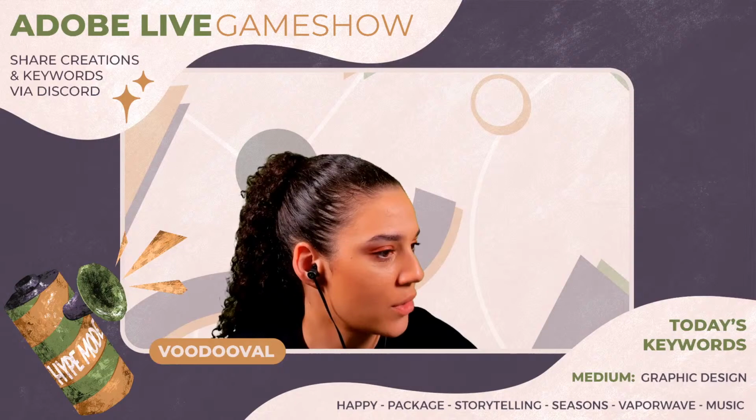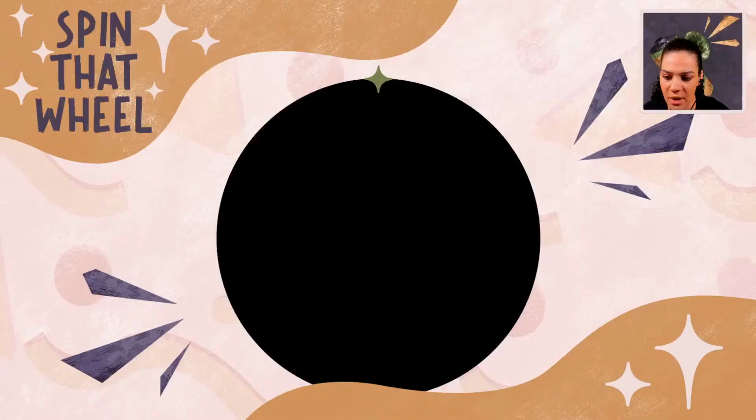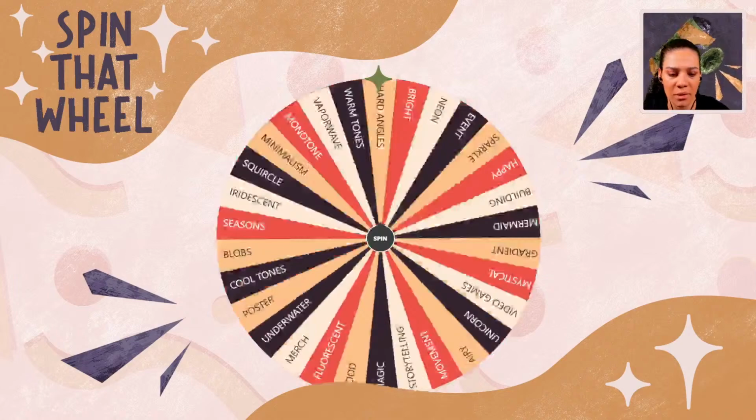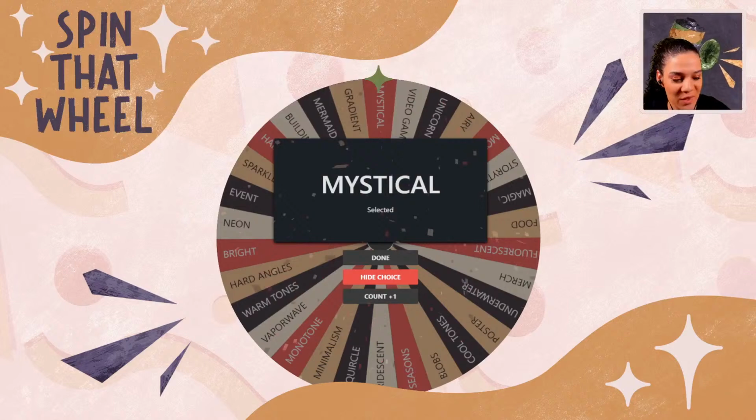shuffle all the words around. So let's do it again now. Let's go ahead and respin. Okay. Let's see if we can get some new ones in there. Mystical! Okay, mystical's happening. I'm gonna replace spooky with mystical, okay?